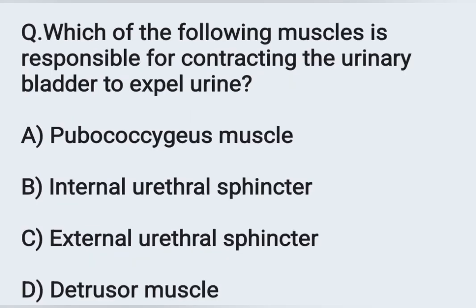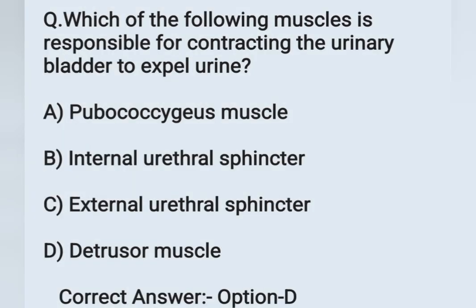And the next question is, which of the following muscles is responsible for contracting the urinary bladder to expel urine? Options. Option A, pubococcygeus muscle. Option B, internal urethral sphincter. Option C, external urethral sphincter. And option D, detrusor muscle. The muscle which is responsible for the contraction of the urinary bladder to expel urine is the detrusor muscle. Option D is the correct answer.